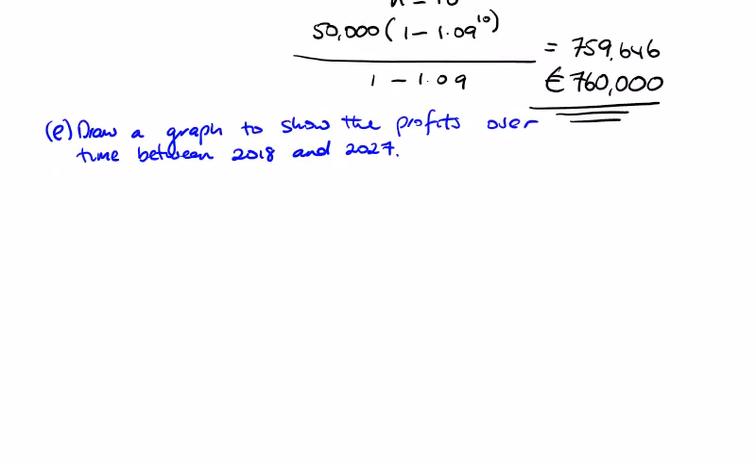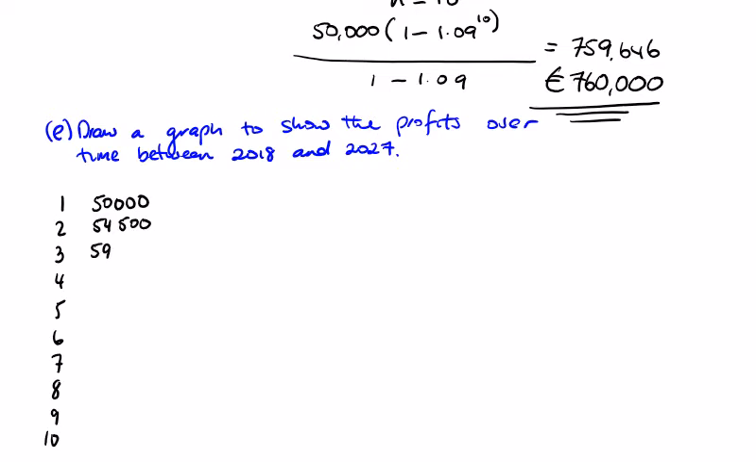We're asked in part E to draw a graph to show the profits over time between 2018 and 2027. Now, it doesn't say cumulative profits, so let's just do each individual year here. So we have year 1, 2, 3, 4, 5, 6, 7, 8, 9, 10. A lot of information going in here. Now just calculator use. 50,000, multiply by 1.09 and you're going to get 54,500. And just keep doing this all the way down.